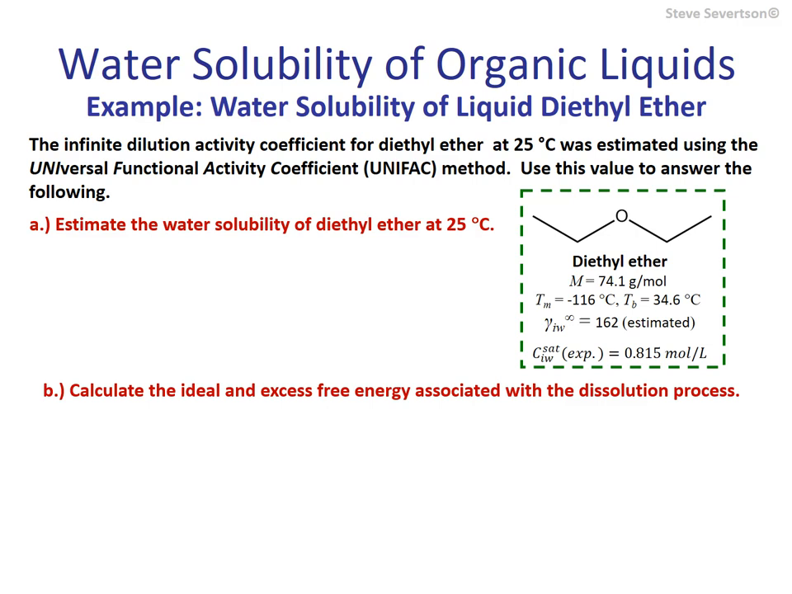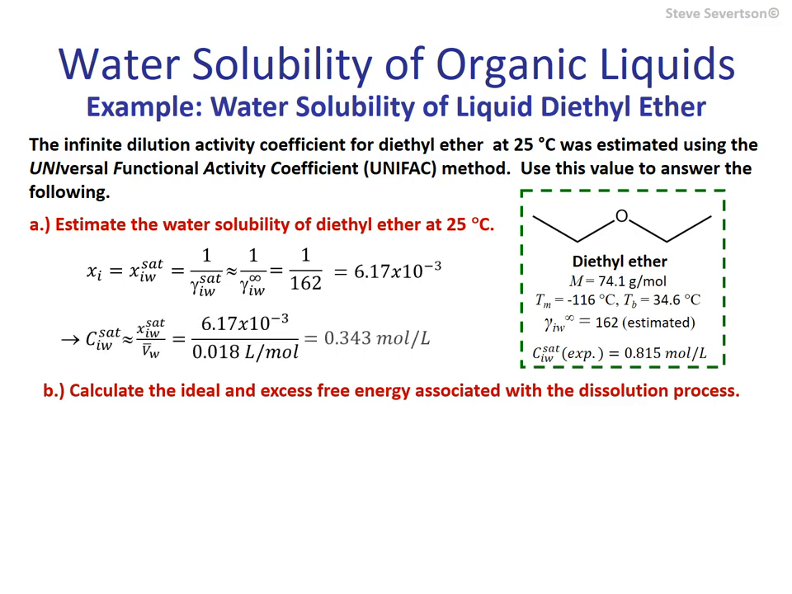For part A, we invert the UNIFAC infinite dilution value and divide by the molar volume for water. This results in a water solubility estimate of 0.343 moles per liter. Reported experimental values are about 0.8 molar. The error is a little bit high, but not too bad for such estimates. An issue here is that the water solubility of diethyl ether is at the high end of what would be considered moderately soluble.